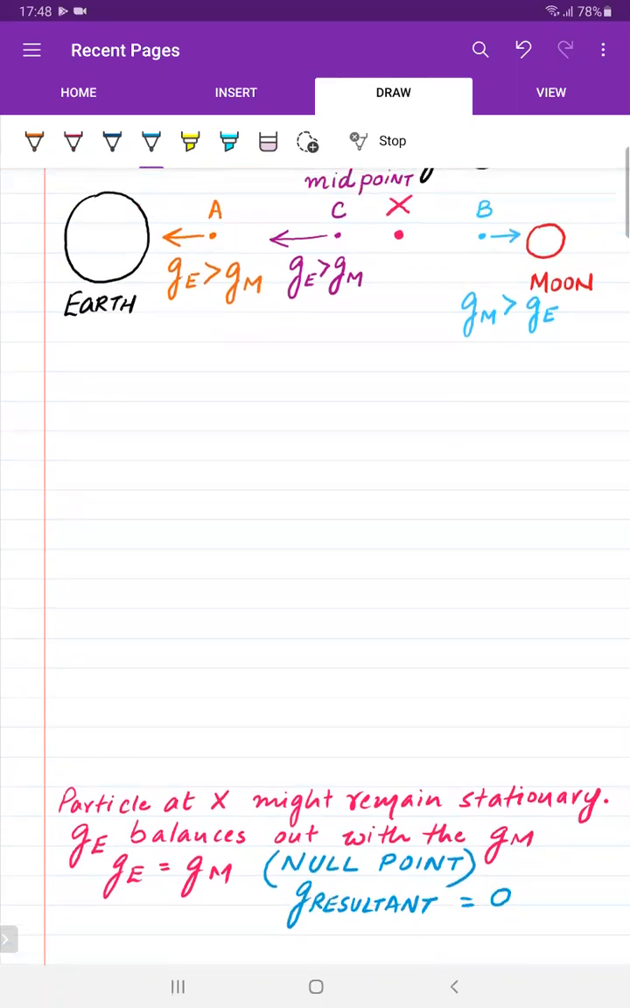The statement that Aisha suggested is correct. Gravitational field strength gets cancelled out. For that matter, what Huzaifa wrote, null point, that wording is also correct.